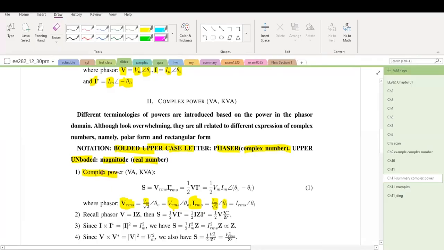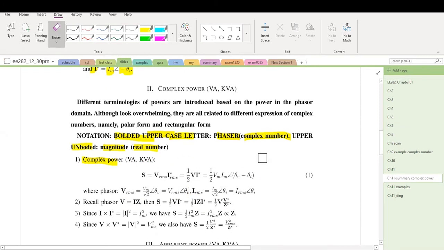Next, let's introduce the complex power. Yes, big S, bolded, equals V RMS multiplied by the conjugate of I RMS. This equals half V multiplied by I conjugate. These are all in phasor domain. These are complex. The unit of complex power is VA, volt-amp, because that's a voltage multiplied by the current. So that's VA or kVA, depending on the quantity.